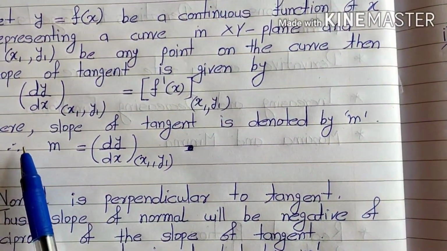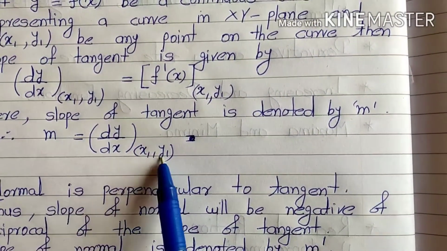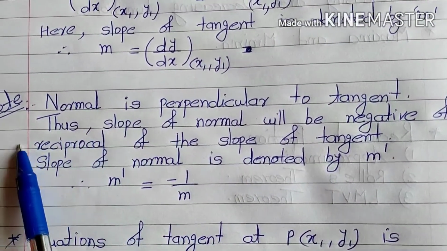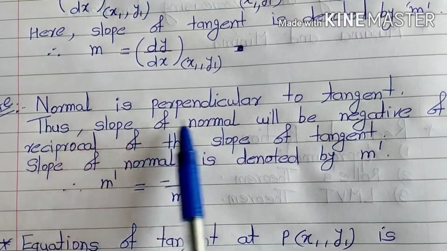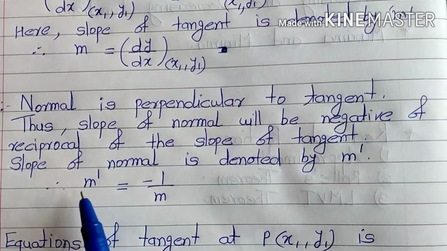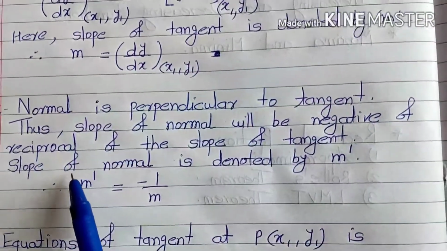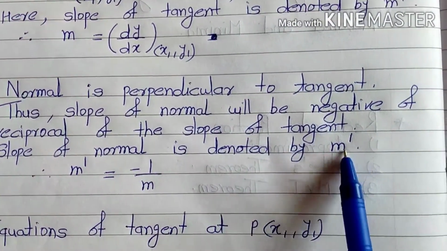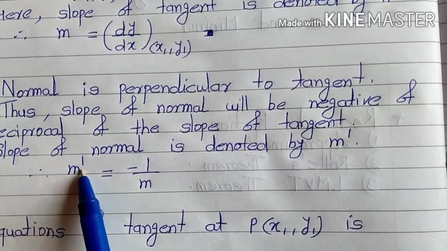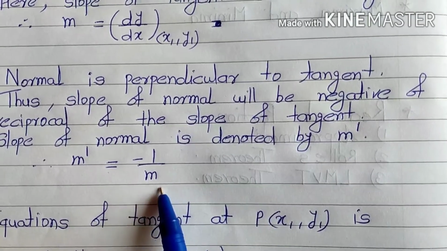Therefore, we can represent it like that: m is equal to dy by dx at (x1, y1). Now here is one note. What is that note? Normal is perpendicular to tangent. That's why slope of normal will be negative of reciprocal of the slope of tangent. So slope of normal is denoted by m dash, and it can be found as m dash is equal to minus 1 upon m, where m is slope of tangent.